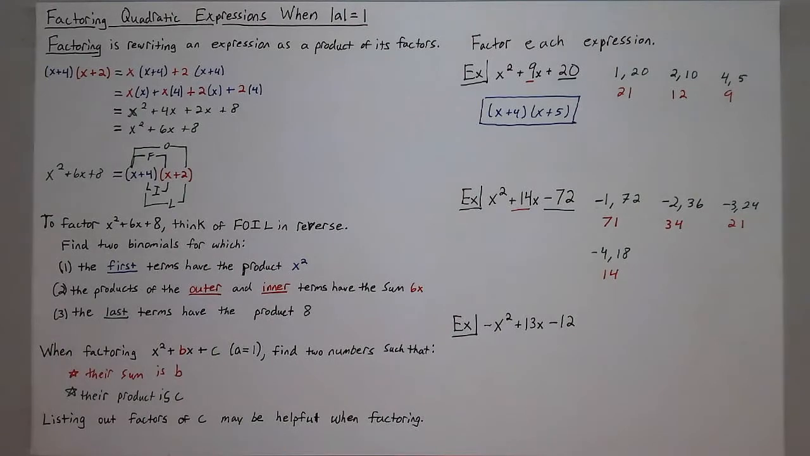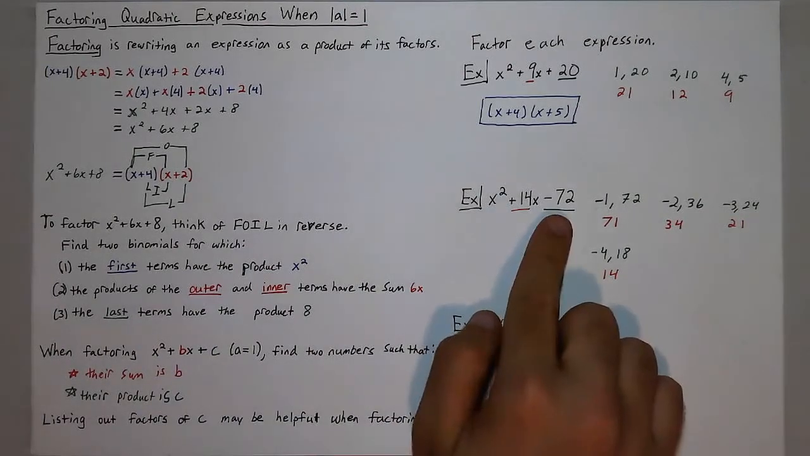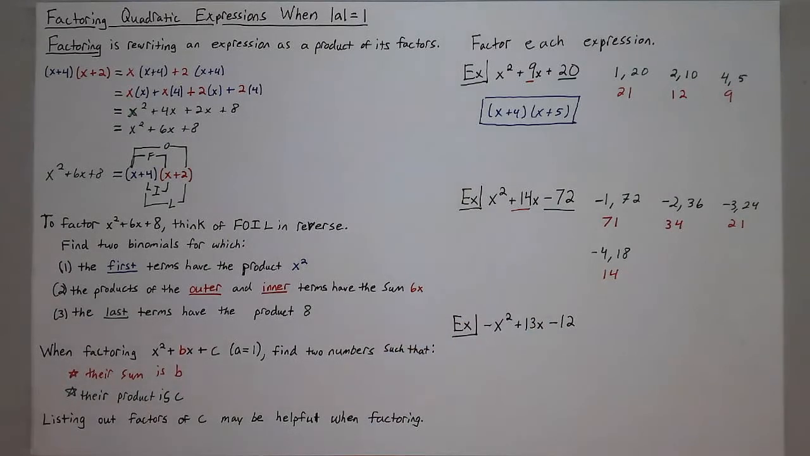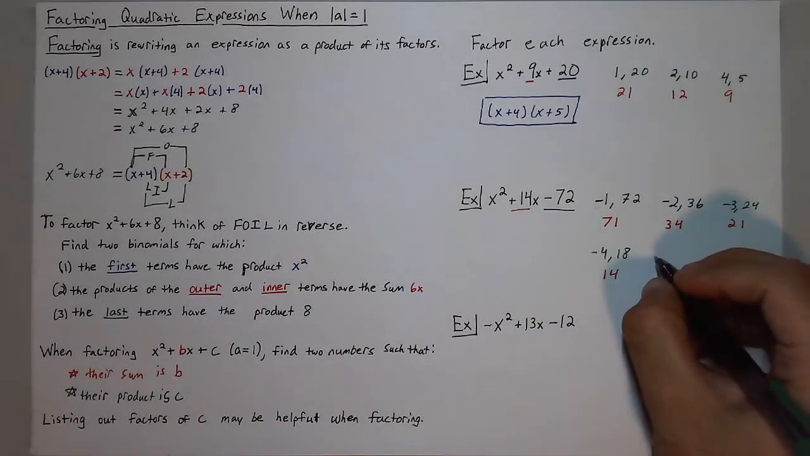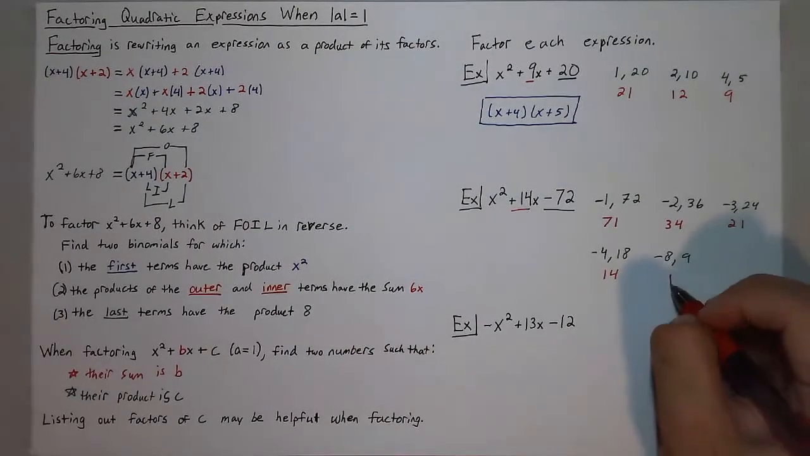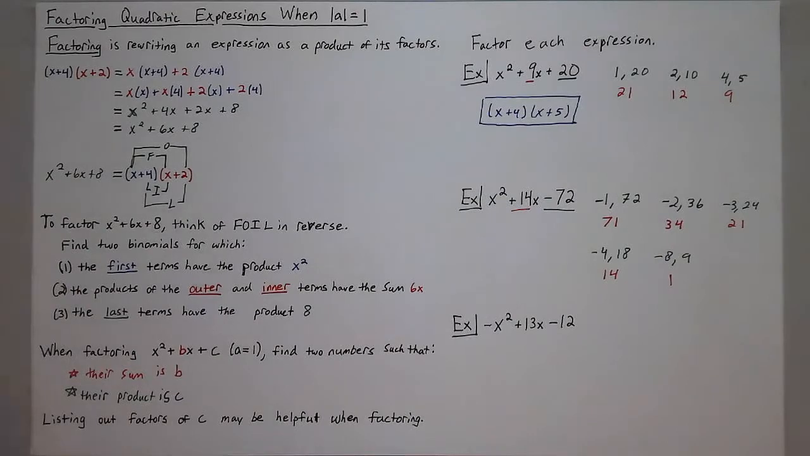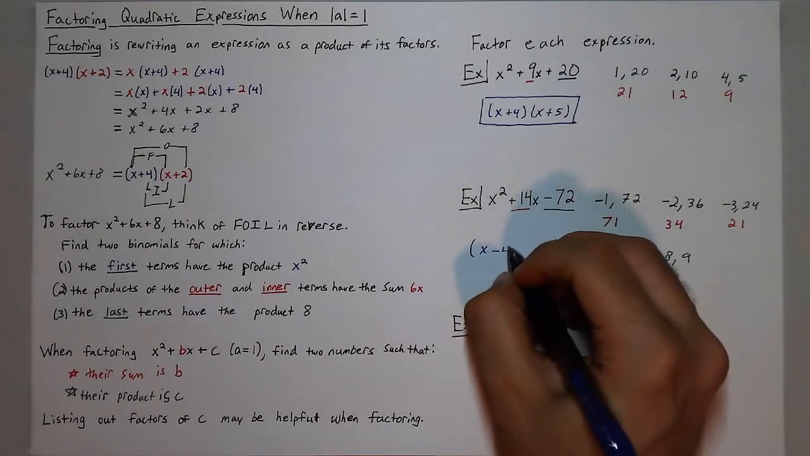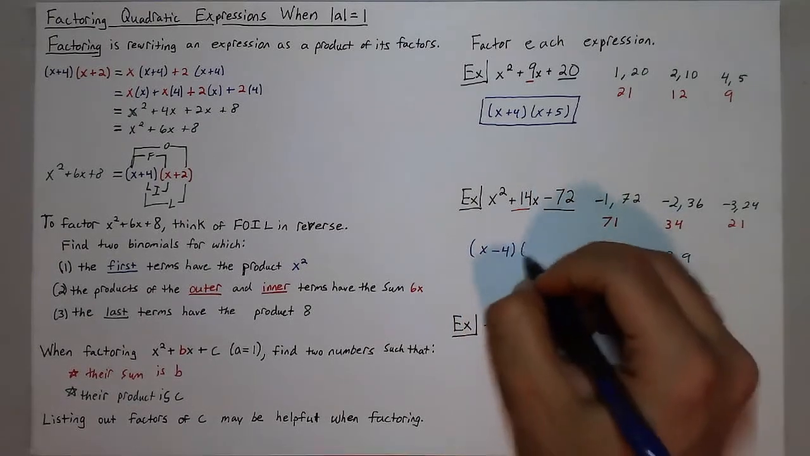And if you're wondering, there is still one more way to make 72 with negative 8 times 9, and that is certainly true. But if I were to use that multiplication, I would only get 1, which would be too small for that middle term. So now this factors into x minus 4 times x plus 18.